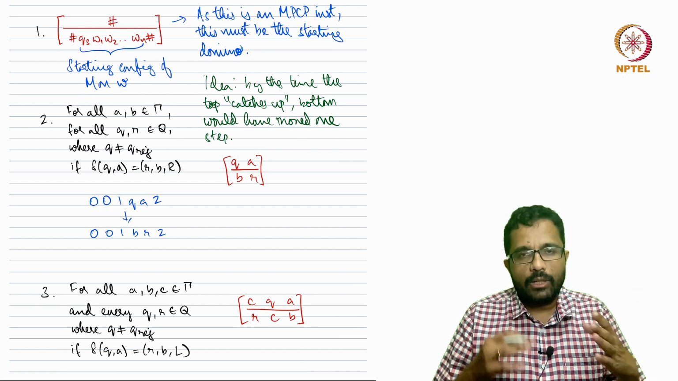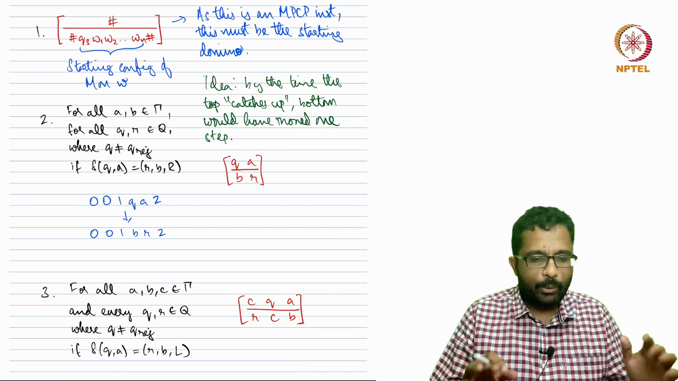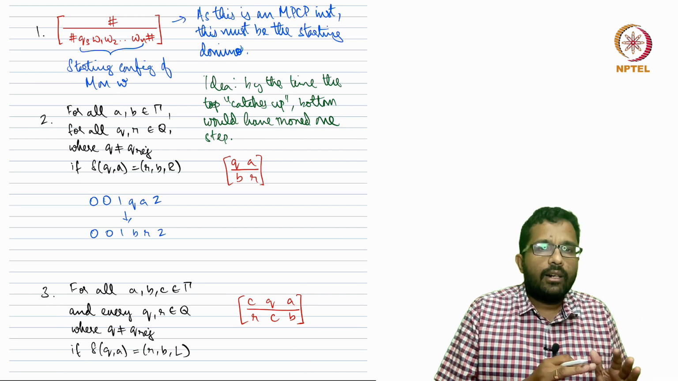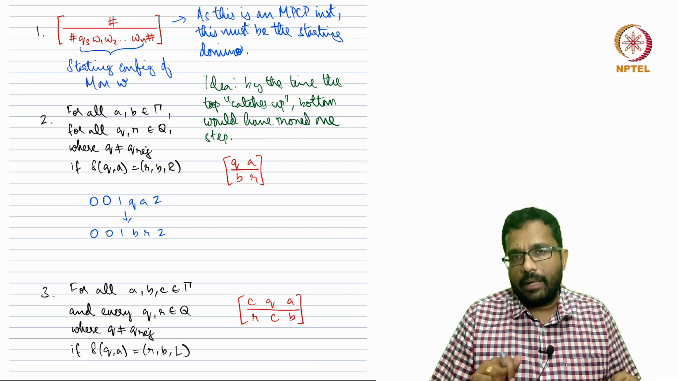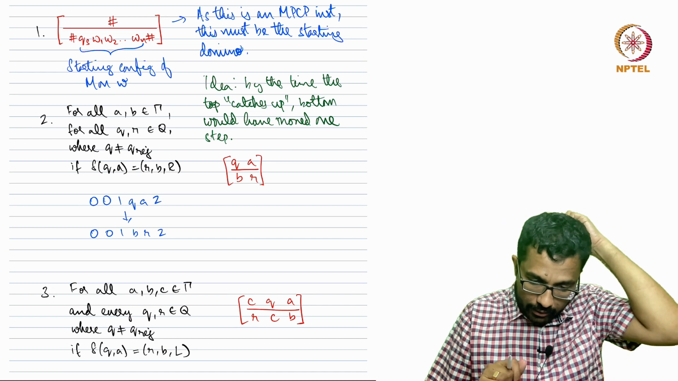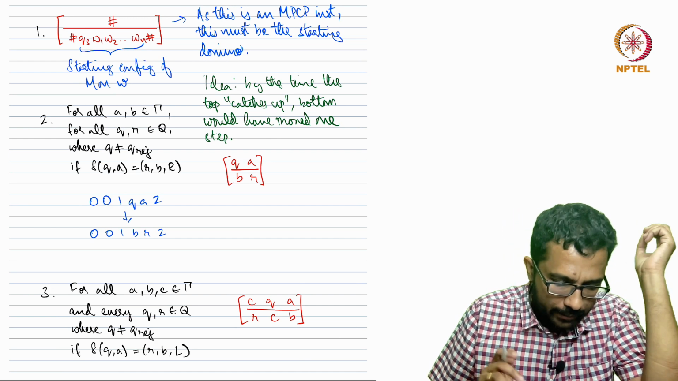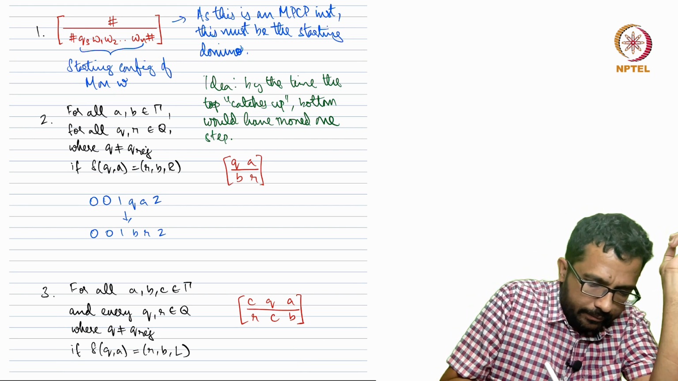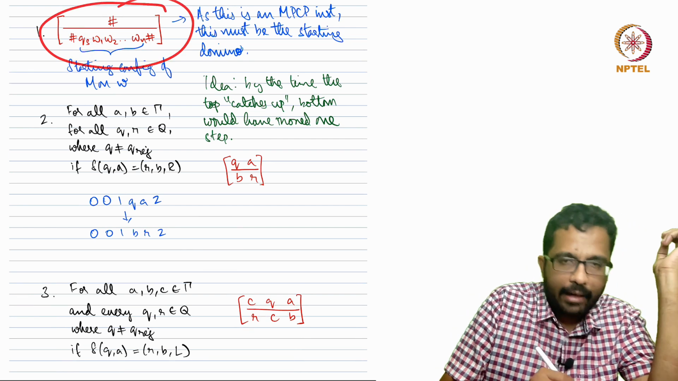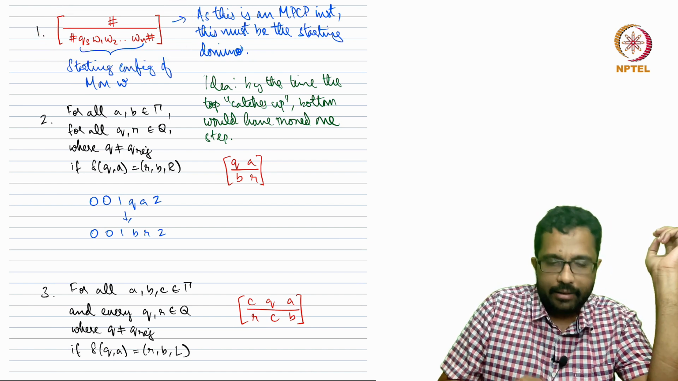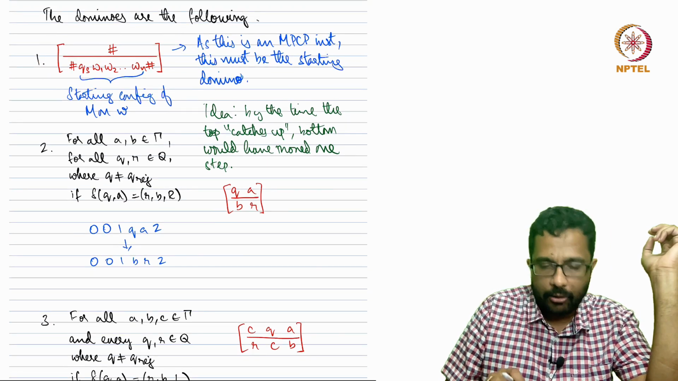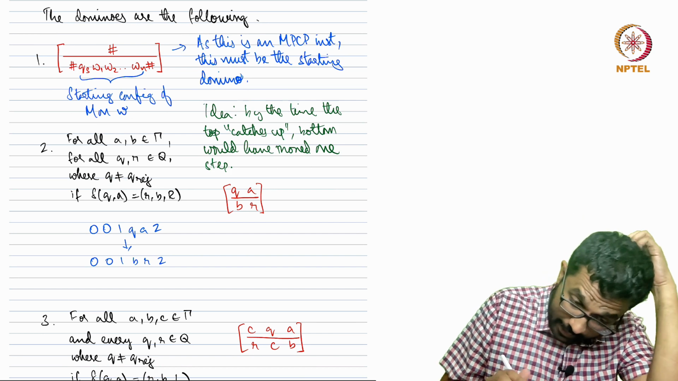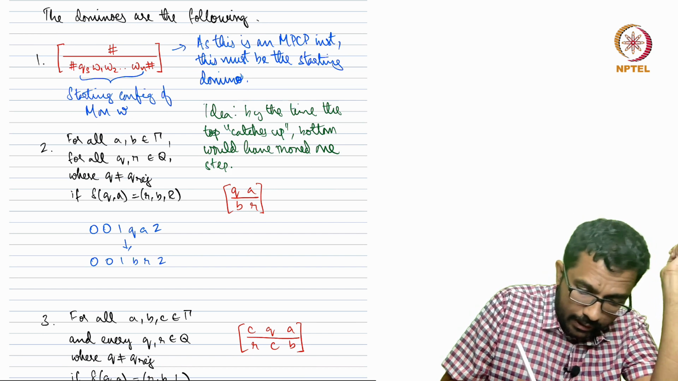And this happens only when we reach an accept state, and that's why the acceptance of the Turing machine corresponds to a match, right? So let's see how it happens. Now the first domino is this, that we have explained: hash followed by the starting configuration, hash on the top, starting configuration on the bottom.